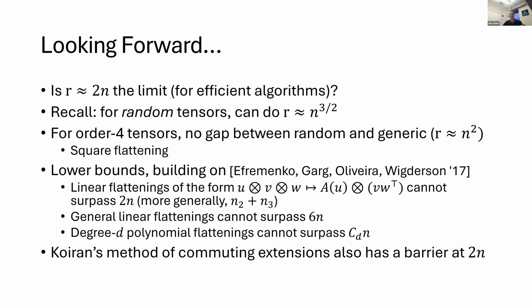Another suggestive result is the work of Koiran that I mentioned, which is a rather different algorithm for tensor decomposition that goes up to rank 4/3 times n. But this also seems to have a very natural barrier at 2n, where it will definitely stop working. So I think it's quite possible that 2n actually is a limit, but we don't know for sure.